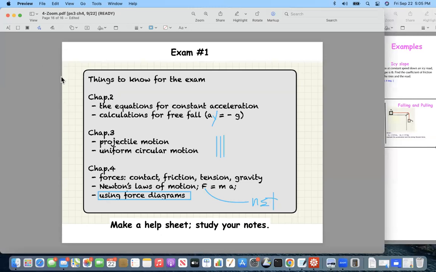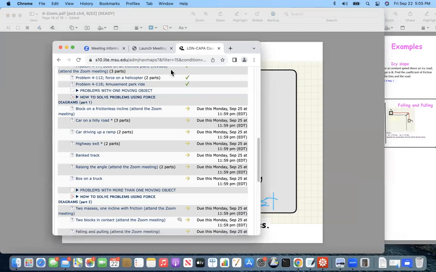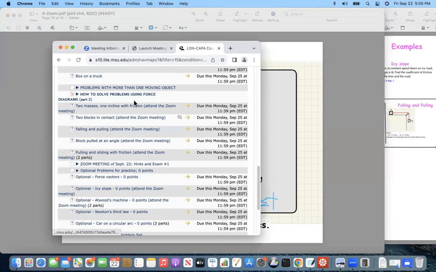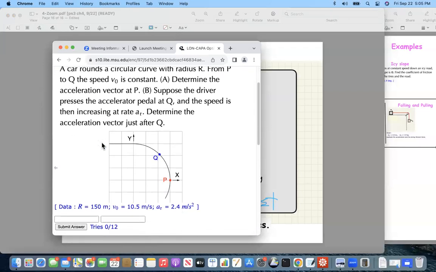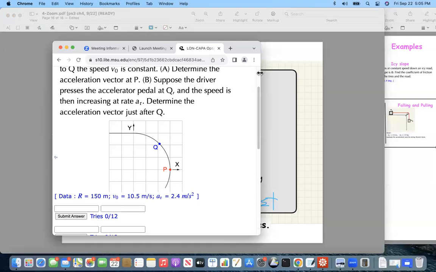Let's see if I can find it. There are several of these optional problems for practice. You don't get any points for doing them. One of them is car on a circular track. So it's this.